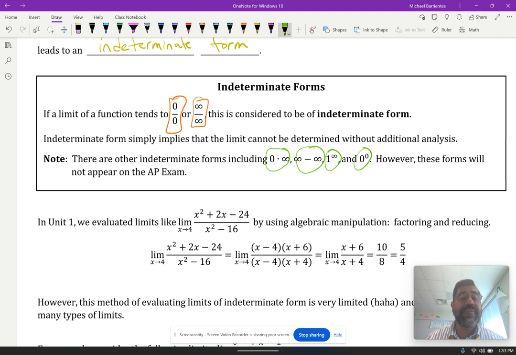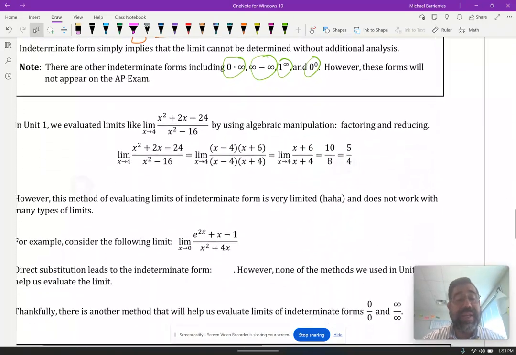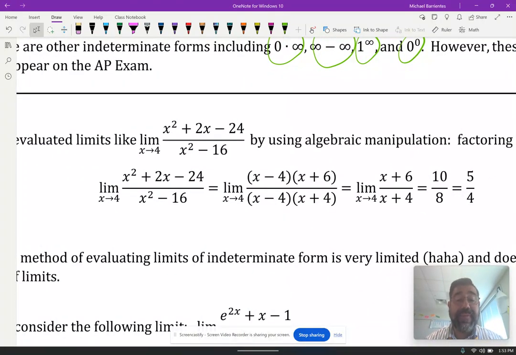The only indeterminate forms you will see on the AP exam are 0 over 0 and infinity over infinity. So we know this is an indeterminate form. Back in Unit 1, we said algebraically, we can figure this out, right? If we factor the numerator, factor the denominator, oh, look, this is going to reduce, and I'm left with the limit as x approaches 4 of (x + 6)/(x + 4).